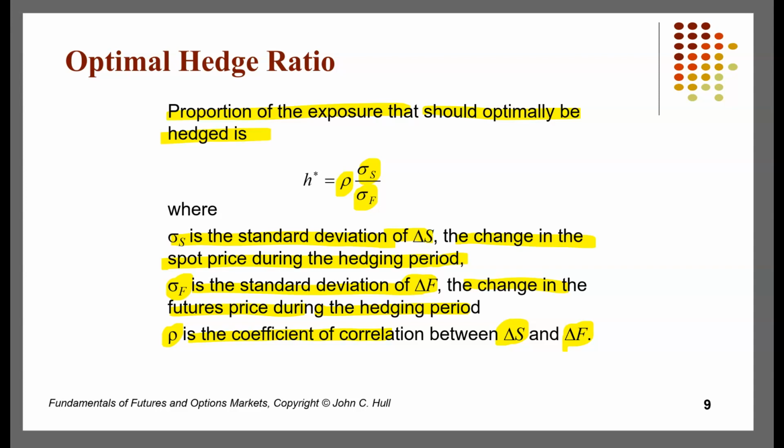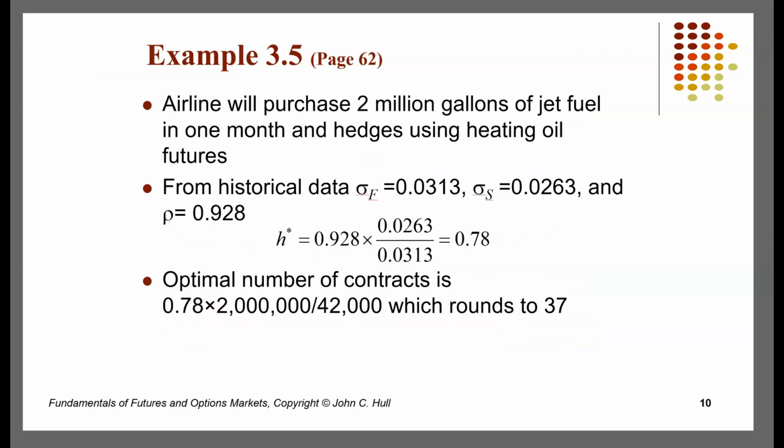Now let's look at an example of that really quick. Let's say we have an airline company, and the airline plans on purchasing 2 million gallons of jet fuel in 1 month. In order to do that, they want to hedge, and they're going to be hedging using heating oil. Now, remember this: they really want jet fuel, but they're going to be using heating oil. That is, they're going to be cross hedging. Perhaps they're doing this because there is no futures contract on jet fuel.